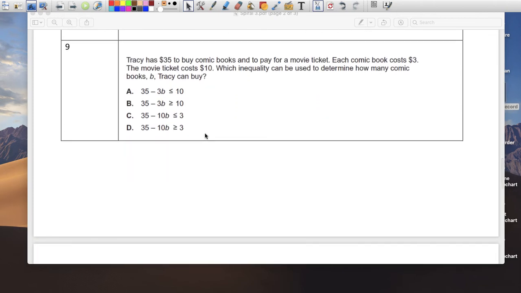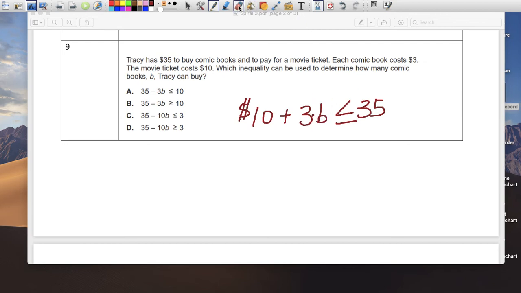Number 9. Tracy has $35 to buy comic books and to pay for a movie ticket. Each comic book is $3. The movie ticket costs $10. How many comic books does she have? So she has $35, and whatever she's spending here has to be less or equal to 35 because she doesn't have any more money. What does she buy? She's buying a movie ticket for sure, so she's spending $10 on movie tickets, plus she's buying comic books. We don't know how many comic books, but I do know it's $3 per comic book.